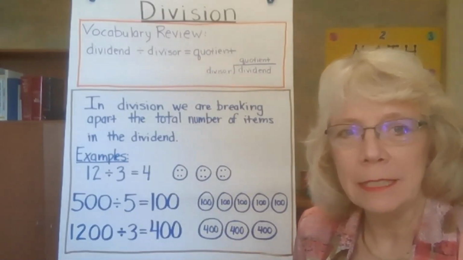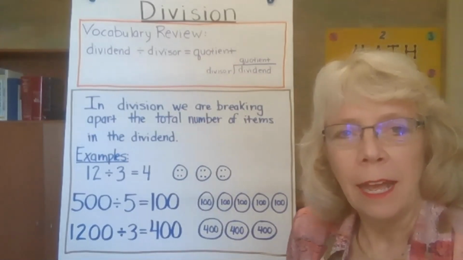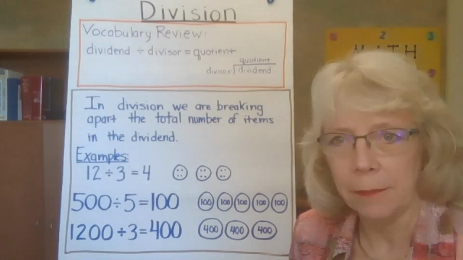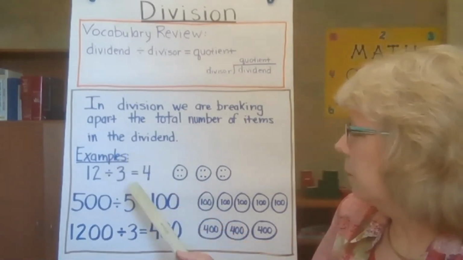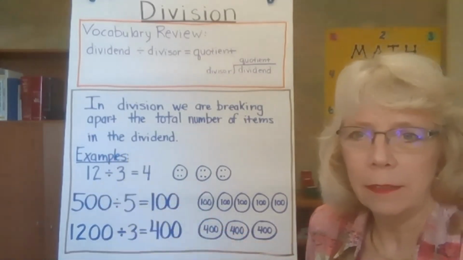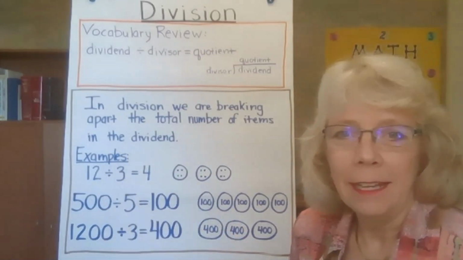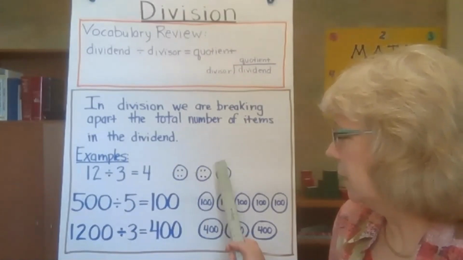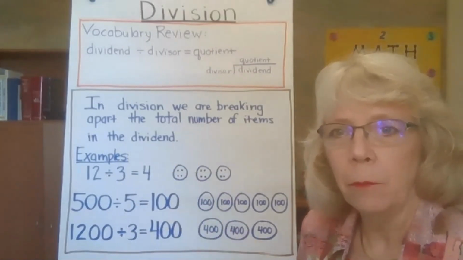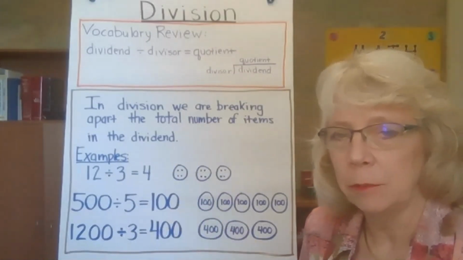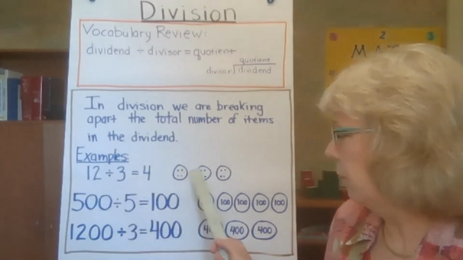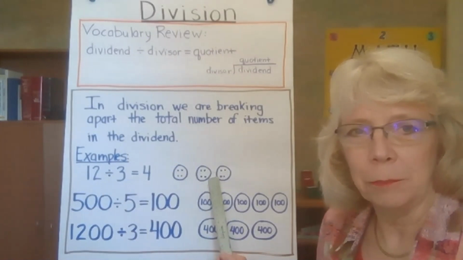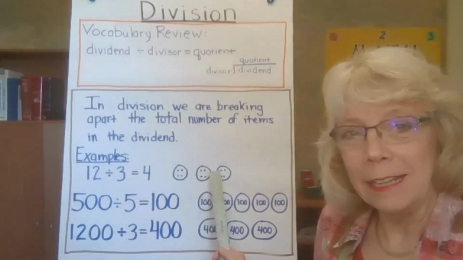So here are a few examples showing how in division we are breaking apart a number. In my examples, this is one you're very familiar with, 12 divided by 3. Very easy. And I'm showing that this can be shown as 3 groups with 4 items in each group. So we started with 12, broke it into 3 groups, and then we end up with 4 items in each group.